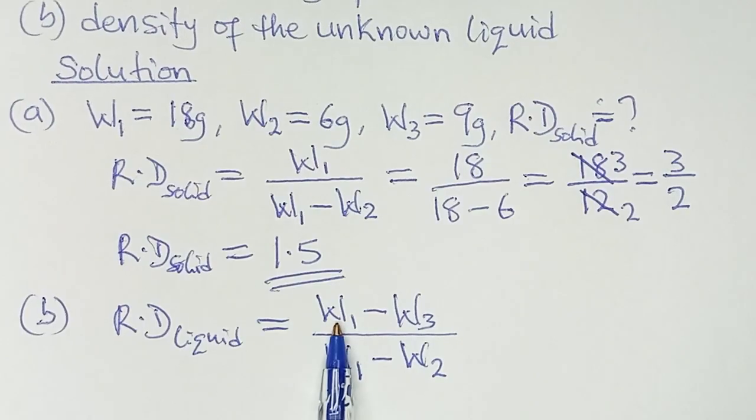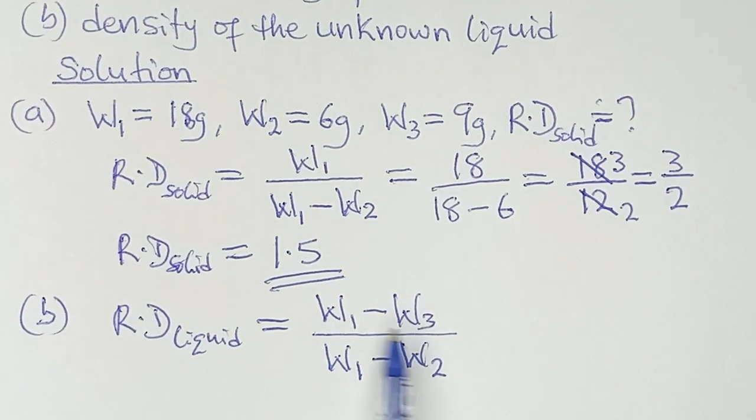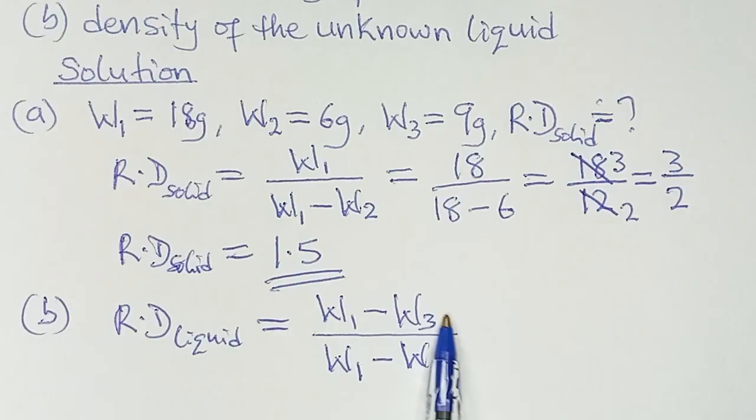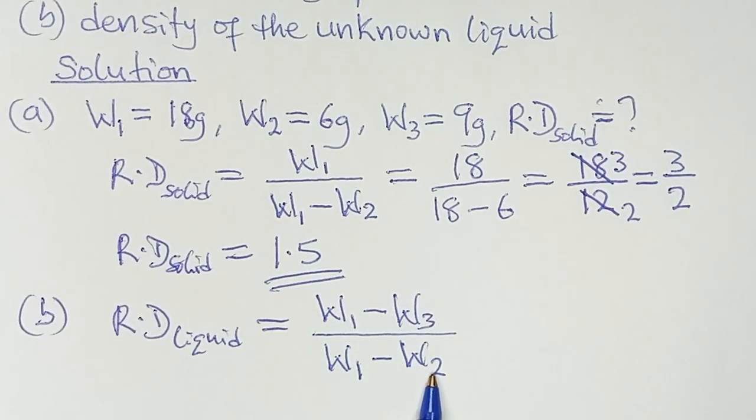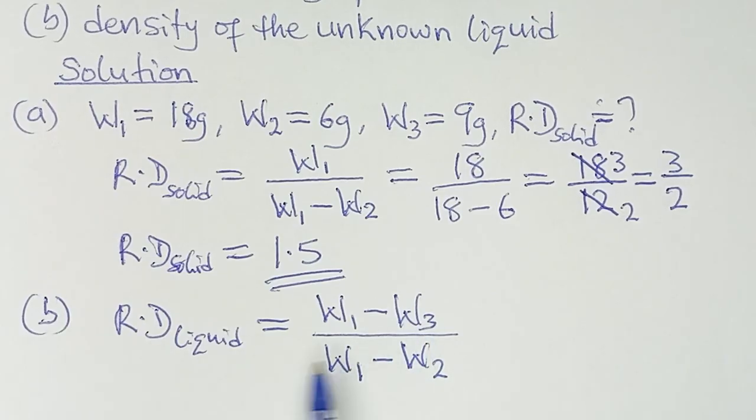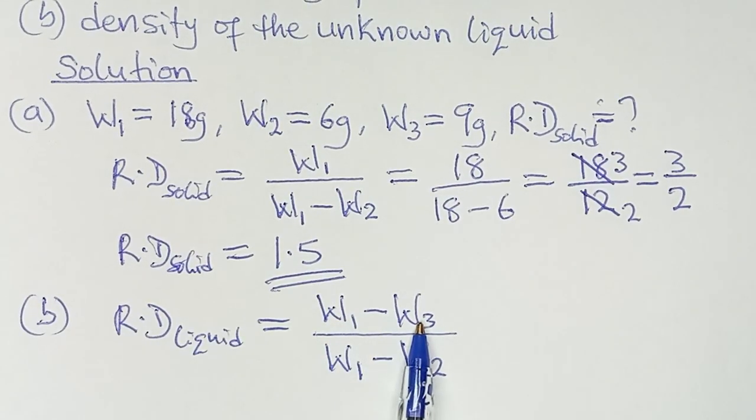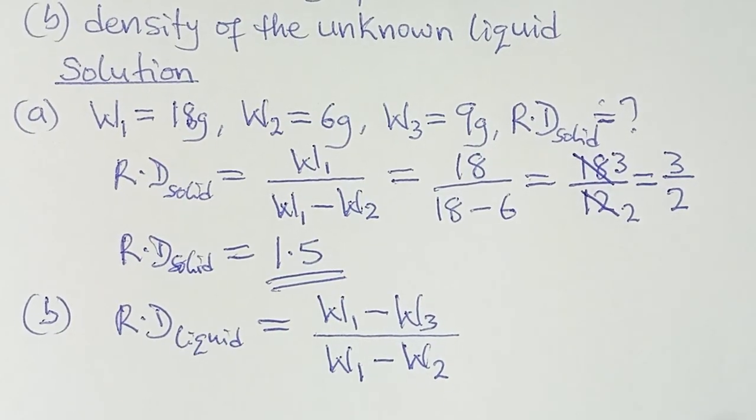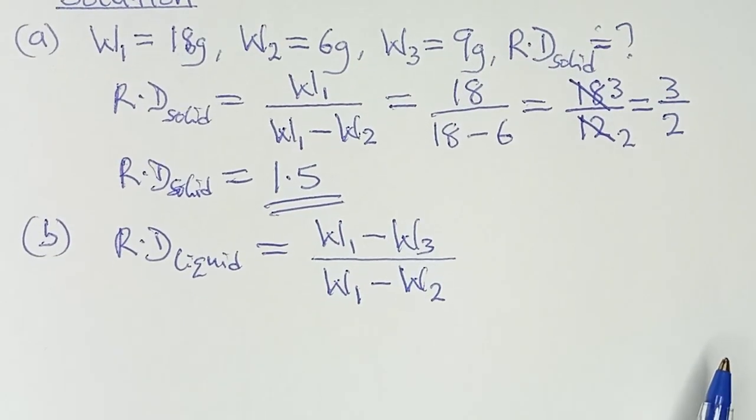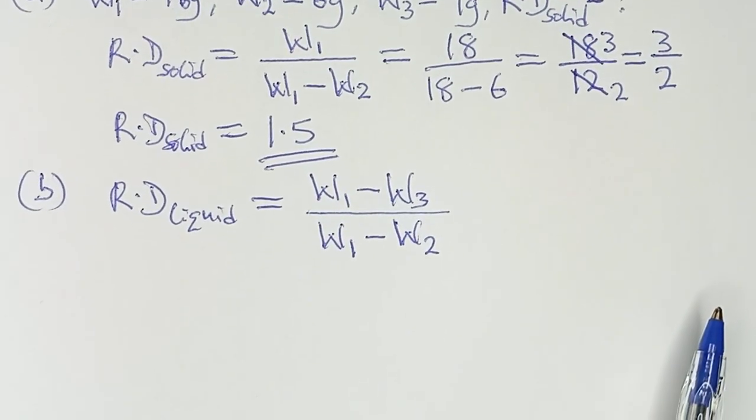So, this is the weight in air and this is the weight in the liquid. So, W1 minus W2 will give us the loss of weight in water. So this is how to find the relative density of a liquid. So it becomes this formula: weight in air minus the weight in the liquid, all divided by weight in air minus weight in water. So take note of this formula so that you'll be able to apply it when you see it in any question.